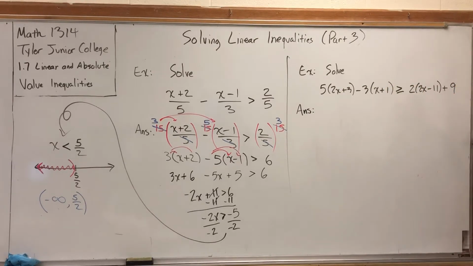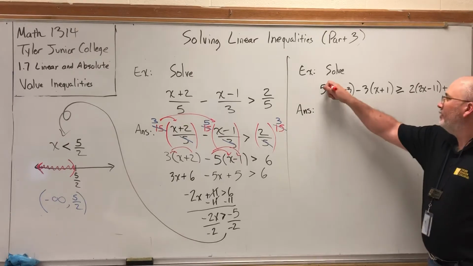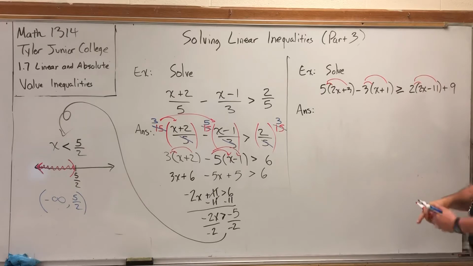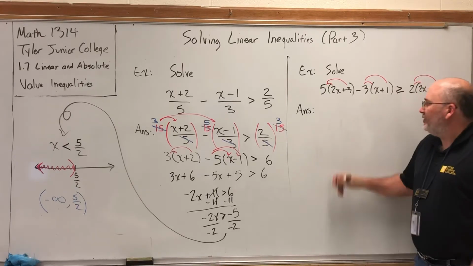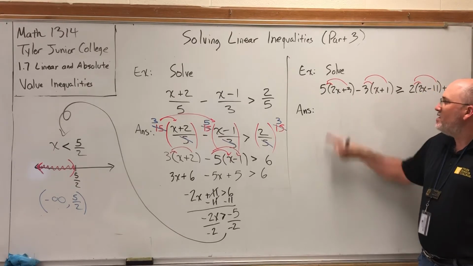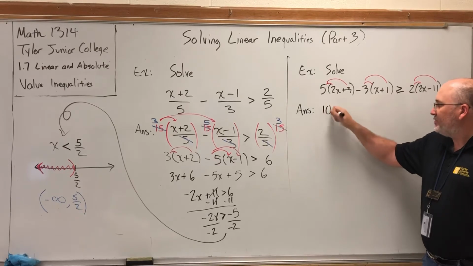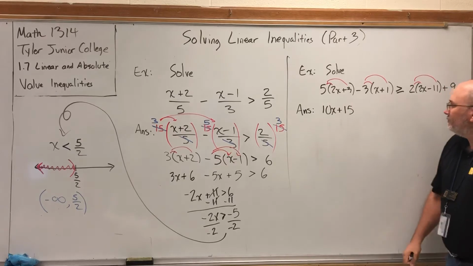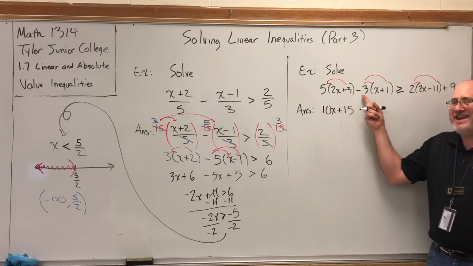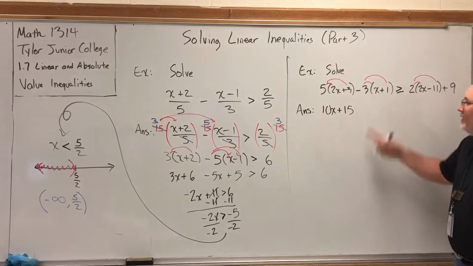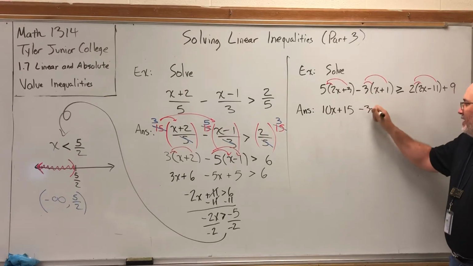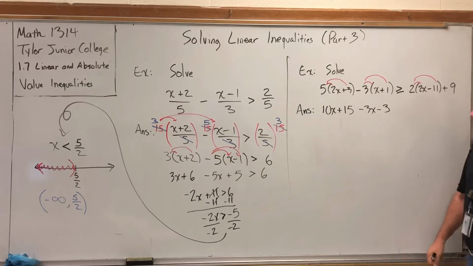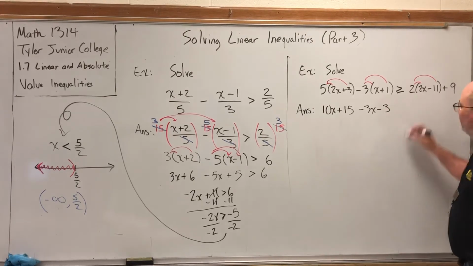First move, I gotta do a lot of distributing. Distribute the 5, distribute the negative 3, distribute the 2. If we distribute the 5 across 2x plus 3, 5 times 2x is 10x, 5 times positive 3 is positive 15. Next, let's distribute the negative 3. Negative 3 times x is negative 3x. Negative 3 times positive 1 is negative 3. We'll combine like terms in a moment.